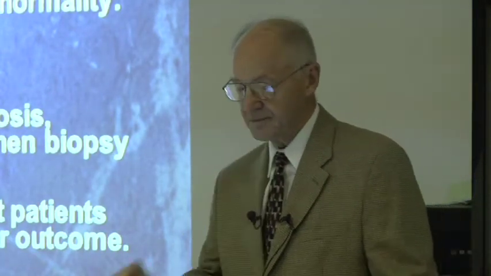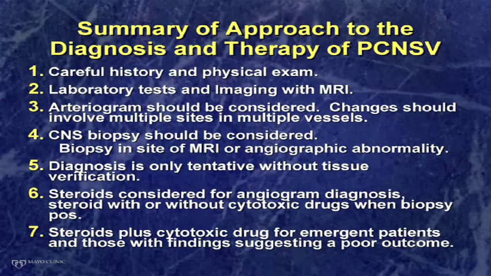So to summarize, the approach to diagnosis and therapy of PC and SV, of course you need to take a careful history and a physical exam to assess the patient's findings, make sure there's no secondary cause. Laboratory tests should be done, but they're going to be normal routine tests. And imaging with an MRI should be an early test. CT scans also show similar changes, but they're a little bit less sensitive in identifying CNS lesions.